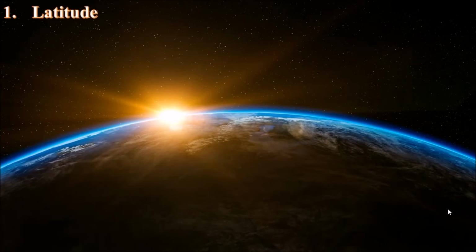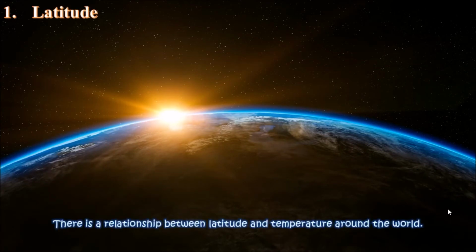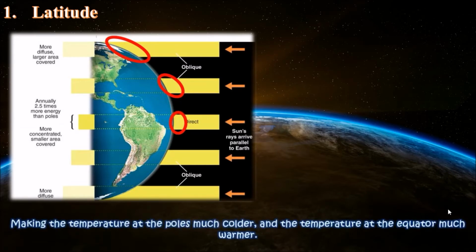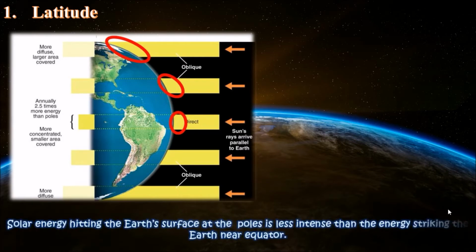Latitude. There is a relationship between latitude and temperature around the world. The sun rays strike the equatorial region at a more direct angle than the poles, making the temperature at the poles much colder and the temperature at the equator much warmer. Solar energy hitting the Earth's surface at the poles is less intense than the energy striking the Earth near the equator.